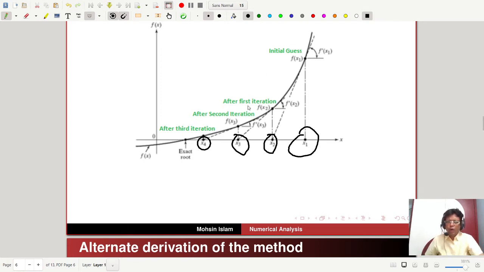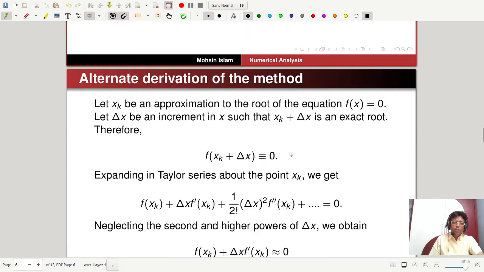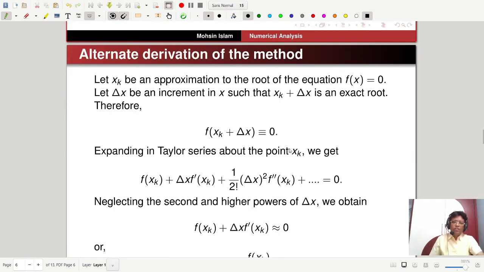So I will show you one diagram where, if the initial guess is not close to the root, it will diverge. If you see the approximation is somewhere on the curve away from the root, it may not converge. Okay. Now let us have an alternative derivation of the method.